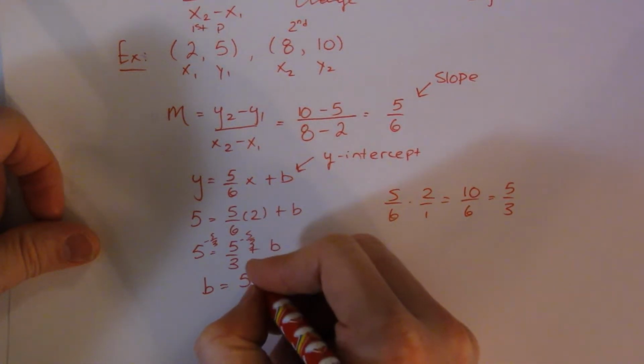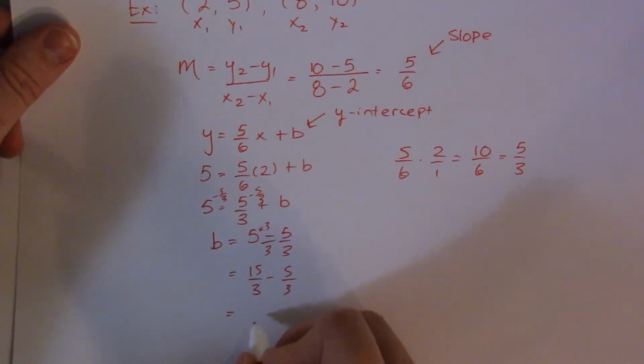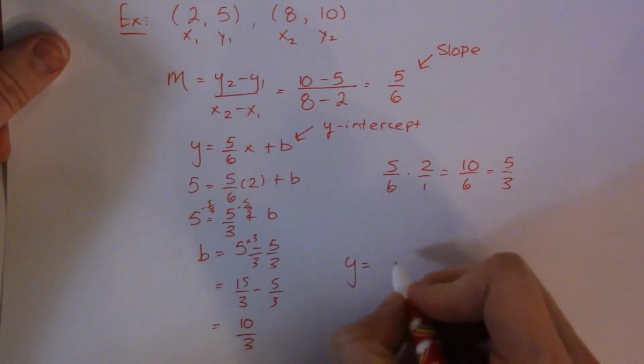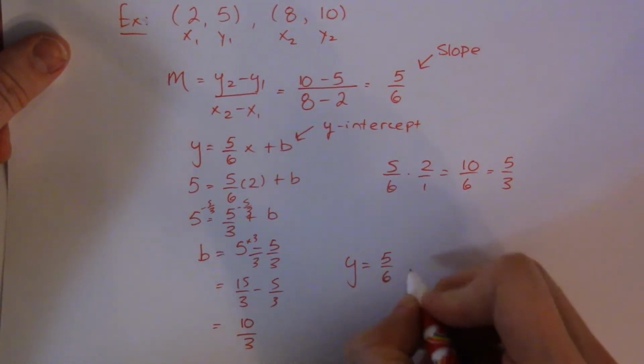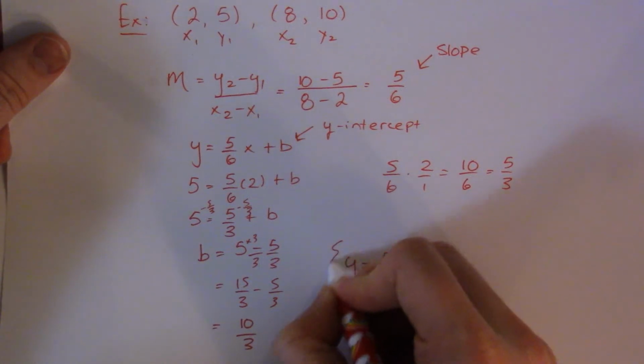So I need to find a common denominator. Times by 3 over 3. So I get 15 over 3 minus 5 over 3. Then we get, almost out of space, 10 over 3. So I get my final equation, y equals 5 over 6 x plus 10 over 3.